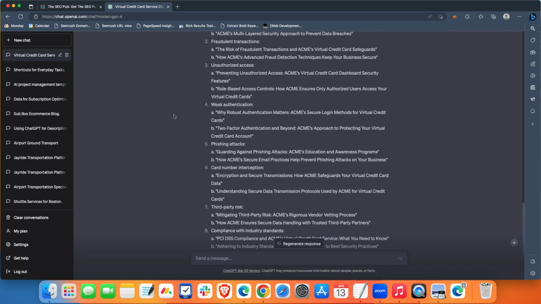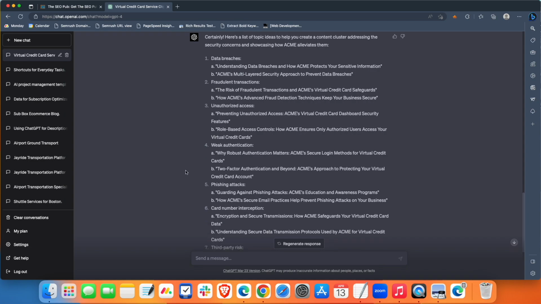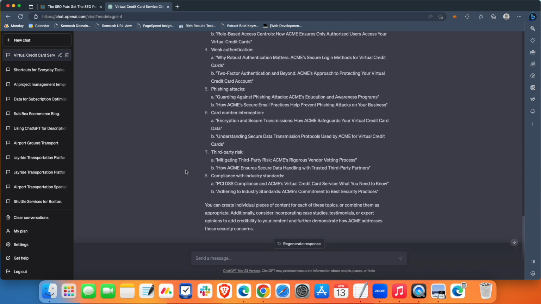Okay, so here's what ChatGPT did. It broke down each of these potential objections and gave two topic ideas of content we could create addressing these objections. For example, for data breaches: understanding data breaches and how ACME protects your sensitive information, and then ACME's multi-layered security approach to prevent data breaches. And you can go through, so we have right here, 16 content ideas.